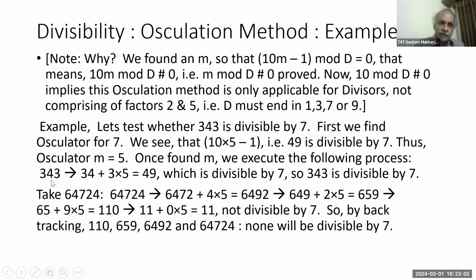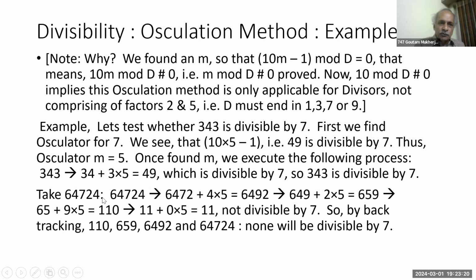Once we have found M, we execute the following process. 343 goes to 34 plus 3 into 5. It becomes 49. So 49 is divisible by 7. So again, 343 is also divisible by 7.